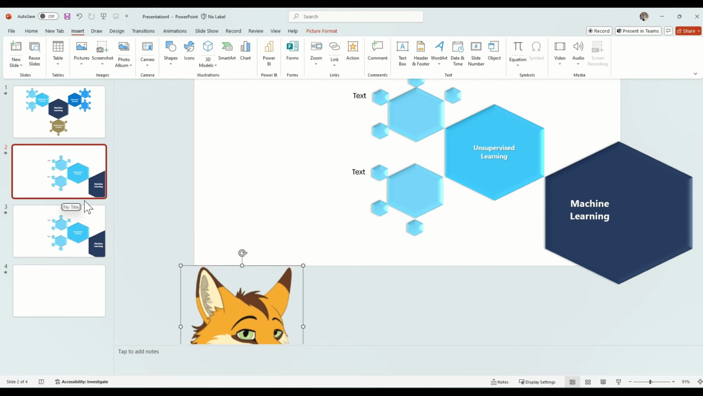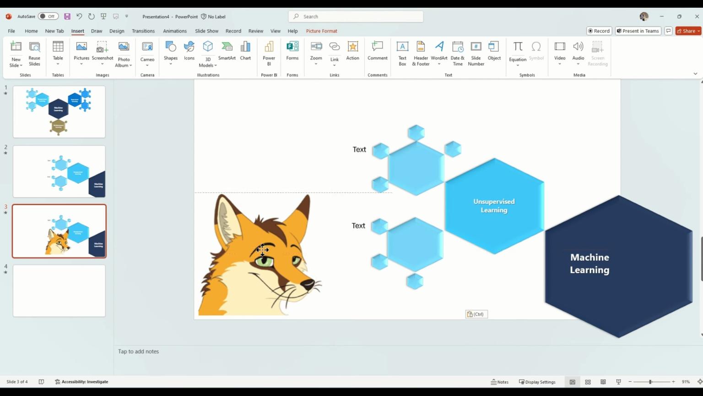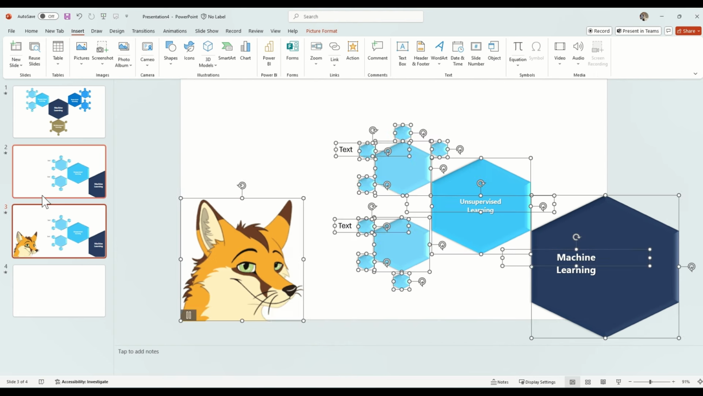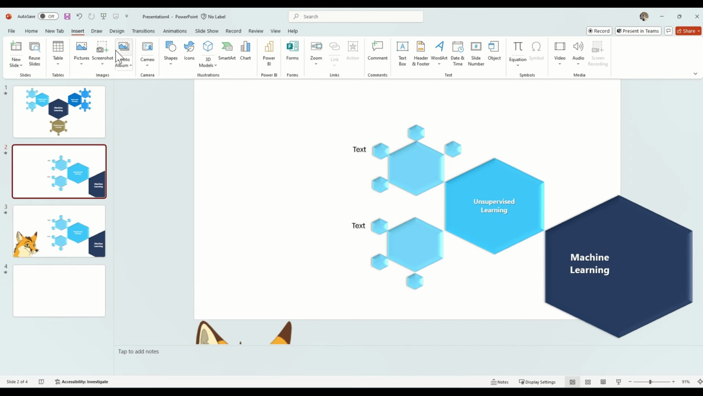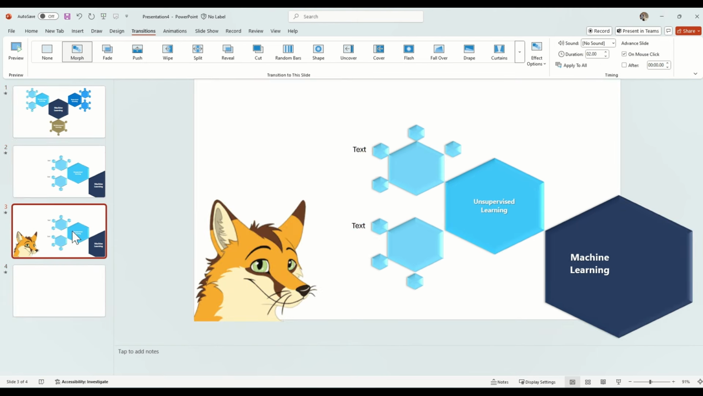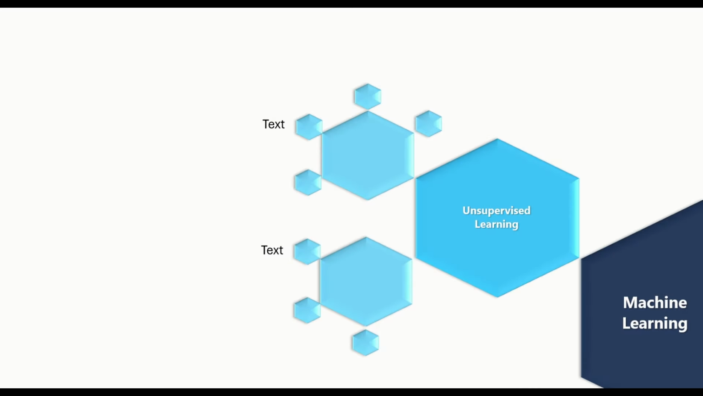And then on the second slide, what I'm going to do is put my image where I want it to sit on the page like so. And then again, all I need to do is make sure that the morph transition is applied to all slides. And then what I'm going to do is show you what it looks like in presentation mode. Then I click on my next slide, and there we go.